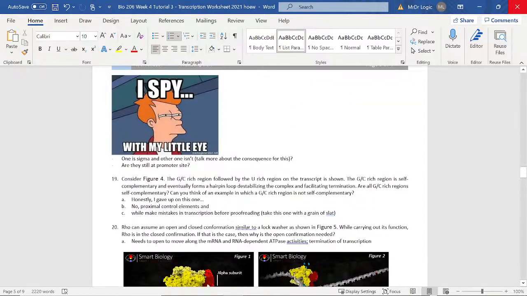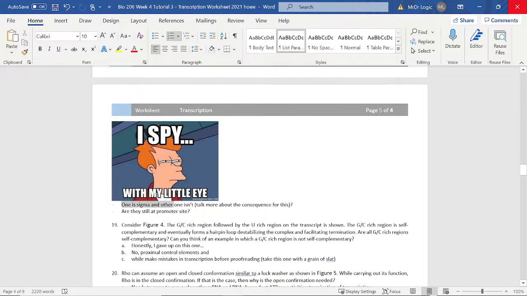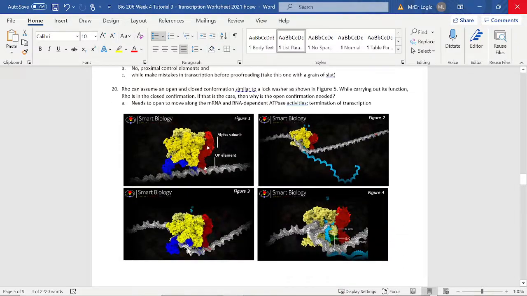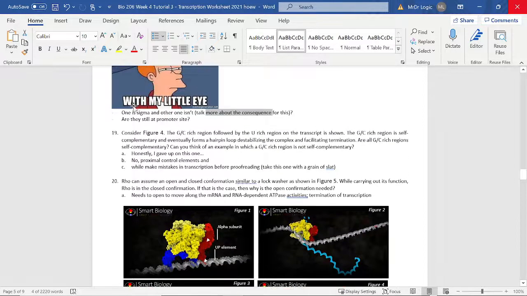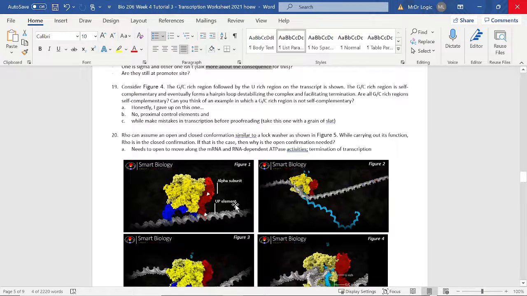Okay, so figure 2, basically it was like play spot the difference, like find Waldo. One has the sigma factor and the other doesn't. You could talk about the consequences of this, such as the sigma factor being in the way of producing the mRNA. Basically, it has to detach after about 10 subunits or so. And are they still at the promoter site? As you can see here, that red, not there. And then you can see here, they're still at the promoter site. That's what I would say, but you could make more of an argument.